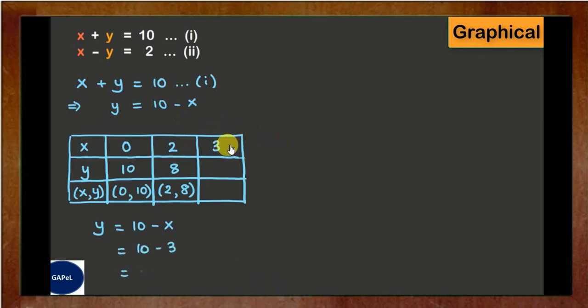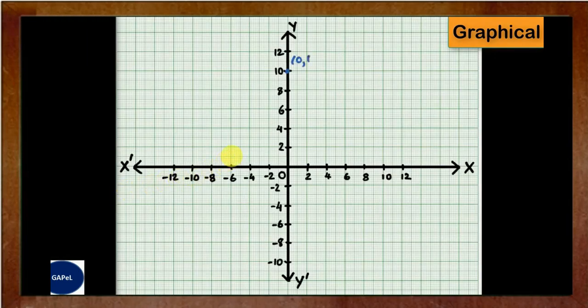So again, 10 minus 3 is nothing but 7. So for one equation I got these points. Now these points I'll be plotting.